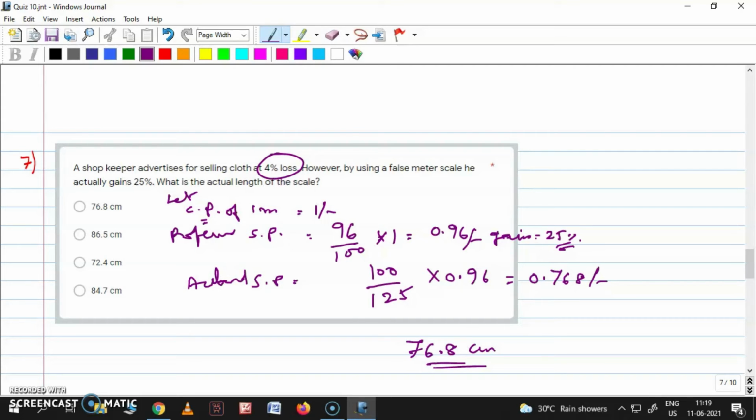We started from 1 rupee, that means 100 centimeter, and we end up with this much. Finally, instead of 100 centimeter, we are calculating it for 76.8 centimeter only. Instead of 1, this is 0.768. So this is the answer. Let's move on to the next question.